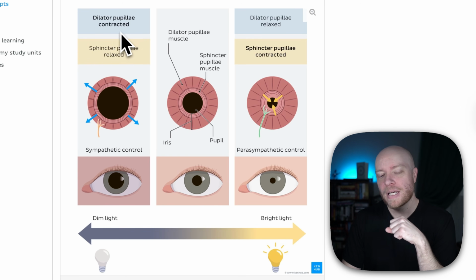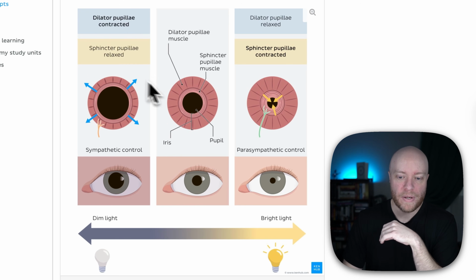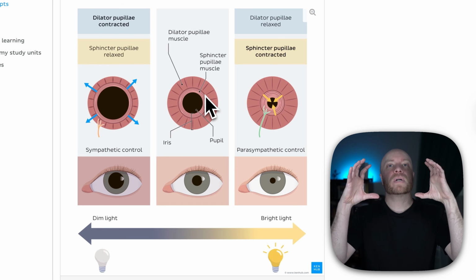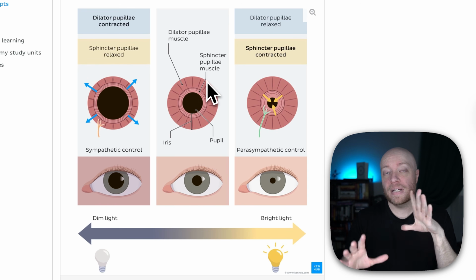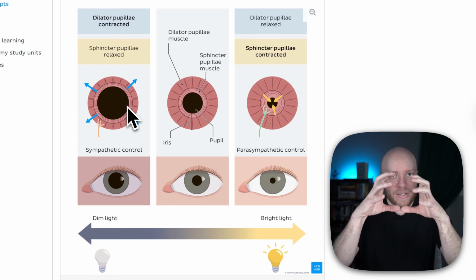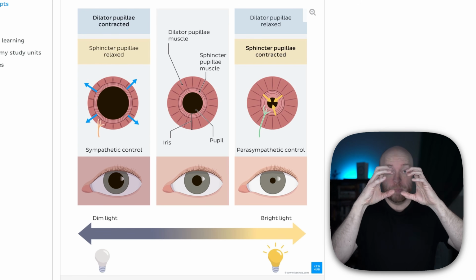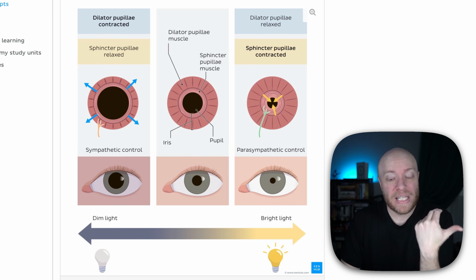So if we look over here, we can see that it says dilator pupillae contracted. So again, this is our neutral position. So if we look here, you can see that the pupil is obviously larger. And that's because these lines here are representing the fiber orientation of the muscle. And so when they contract, it is going to shorten like this. And when it does that, that is going to open the pupil, right? It's going to create a larger opening to the inside of the eye.